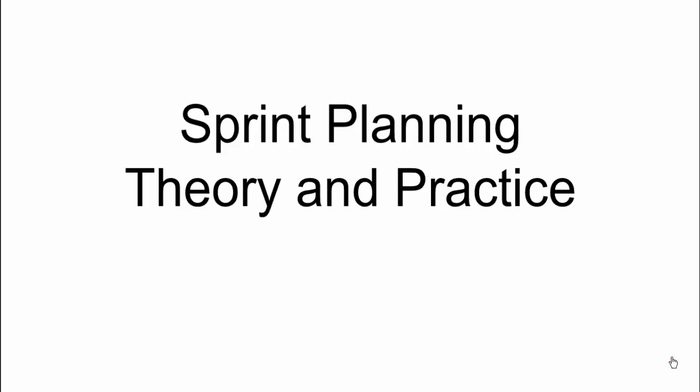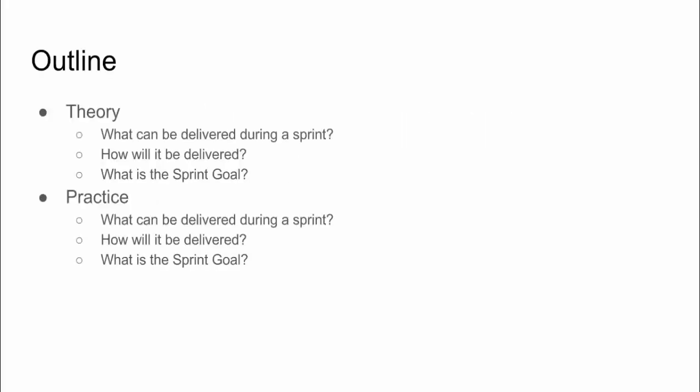Welcome to Sprint Planning. Let's start off by going through what the Scrum Guide says the sprint planning meeting is about, and then we'll focus on specific practices for you to consider on your team. So the Scrum Guide addresses three things: what can be delivered during a sprint, how will it be delivered, and what is the sprint goal. So we'll go through those items first, and then we'll talk about specific practices for each one.